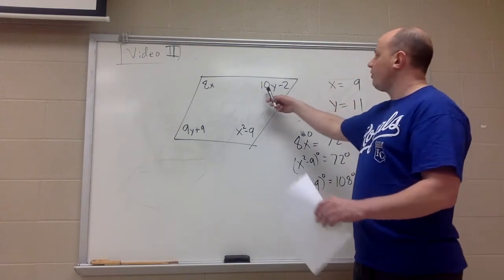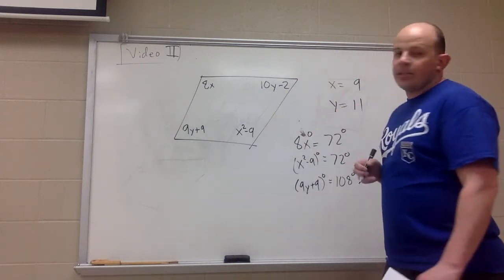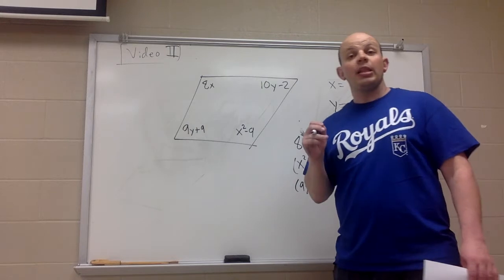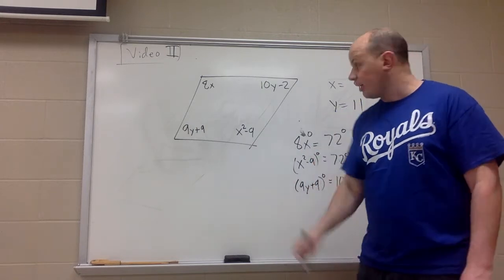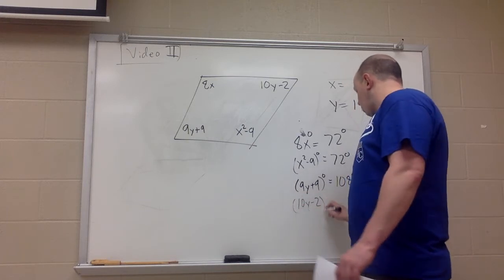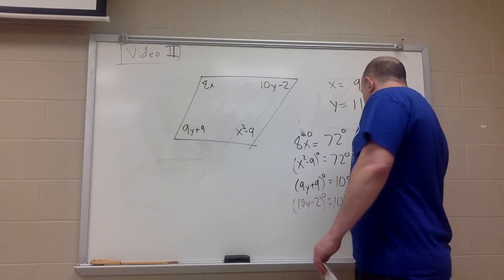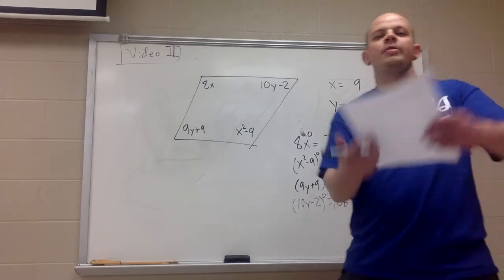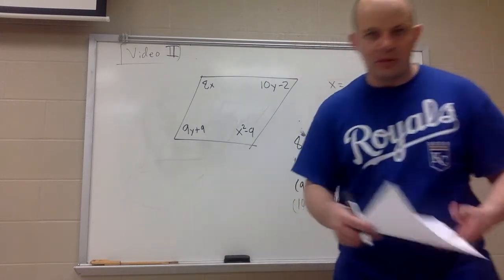But let's plug it in here just to verify. 11 times 10, 110 minus 2, 108. Sweet. So 10y minus 2 degrees is also 108. The opposite angles are congruent. Therefore, it's a parallelogram.